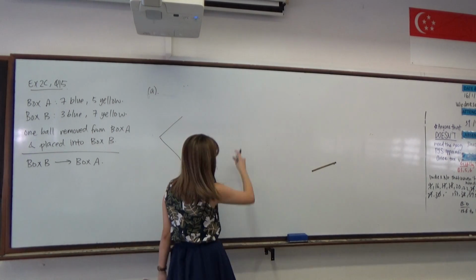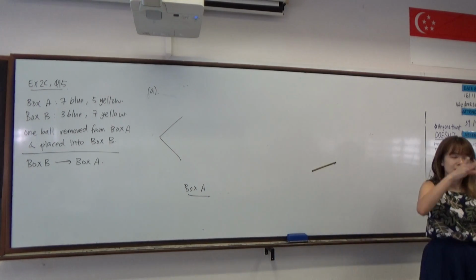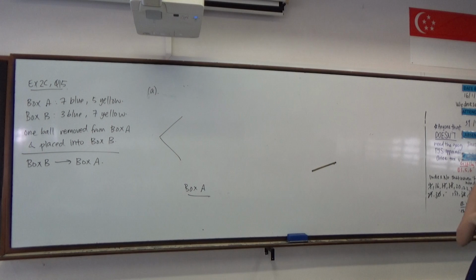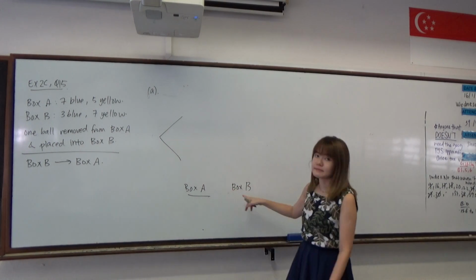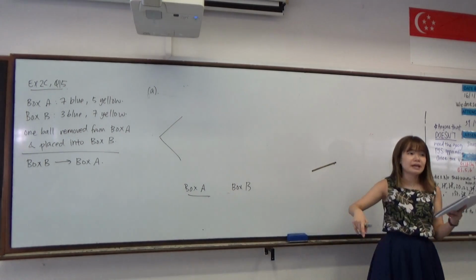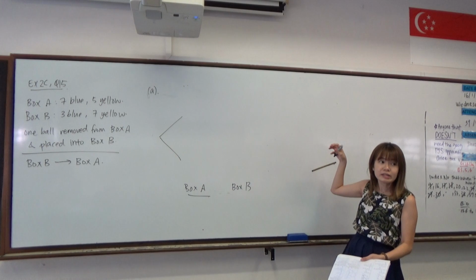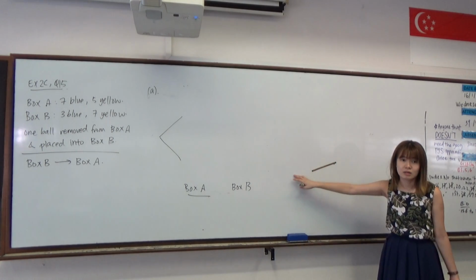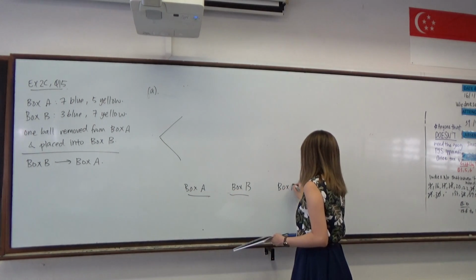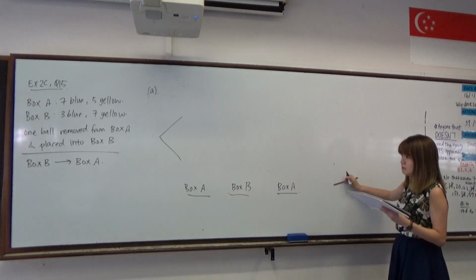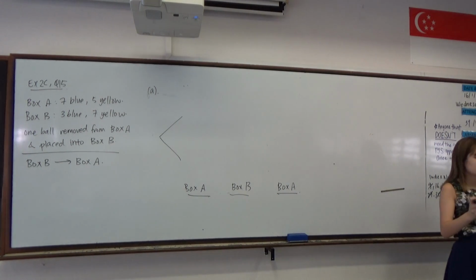Okay, then after that we will go into the second column. Second column, what would the title actually be? Box B, right? Because it is from box A to box B. Then after that, because you take out from box A, then place into box B, box B we take out again, and then place into box A. So we will have another one. Final one to be box A.